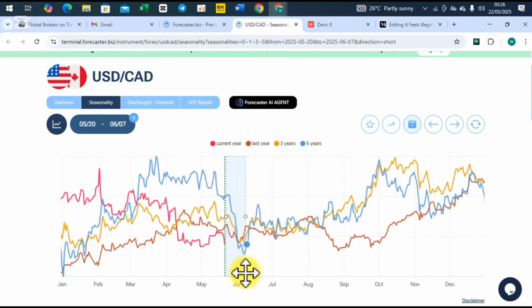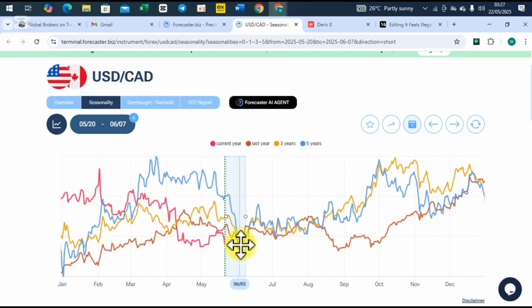Let me see the date today. Actually, we are moving from 21st May here, not 22nd, which is today, around here, or 21st, up to here, which is 8th of June. We shall be having a serious downtrend. Okay? For 5 years, it's exactly a downtrend.